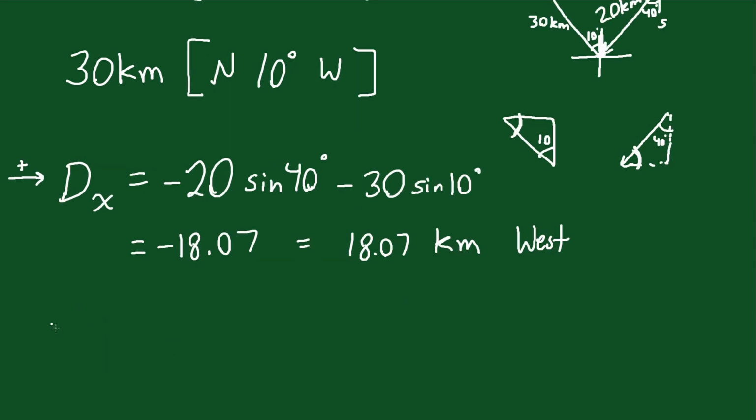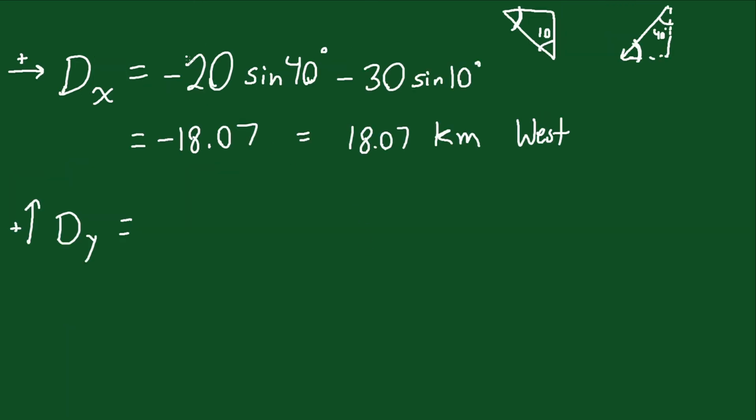We will now do our y direction, so the displacement in the y direction. And I'm going to say that up is positive, or in other words, north is positive, okay? Now let's figure out the y components of each of those vectors. It's going to be the same as these, except instead of sine, we're going to use the opposite. We're going to use cosine. But keep in mind our signs, right?